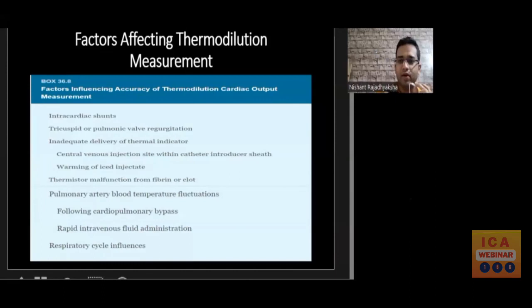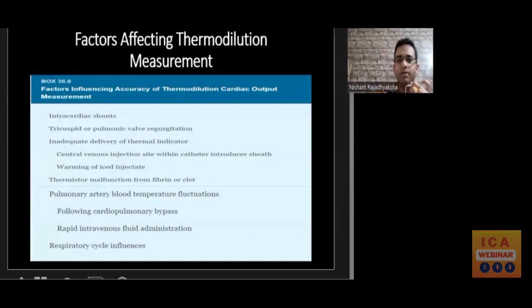There is one controversy surrounding intermittent thermodilution cardiac output monitoring, that is the timing of the measurement with respect to the respiratory cycle. This is because the respiratory cycle influences the right ventricular stroke output. During positive pressure ventilation, the stroke output can vary by as much as 50% throughout the respiratory cycle.